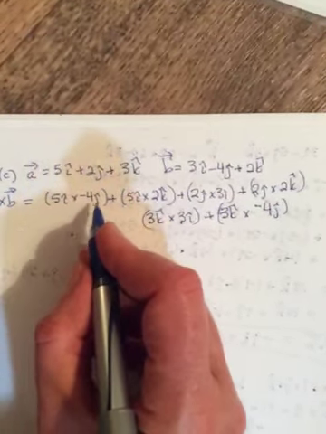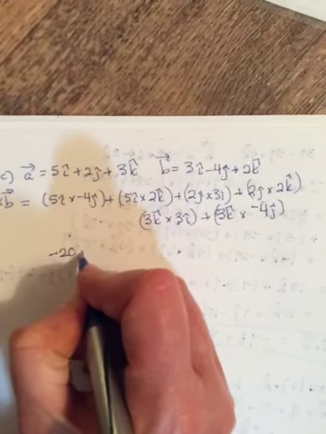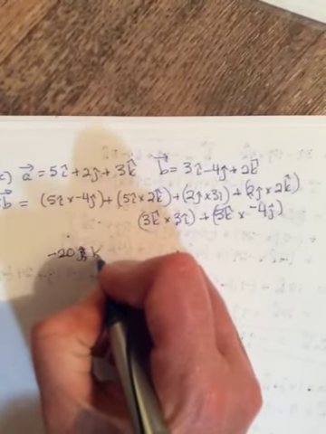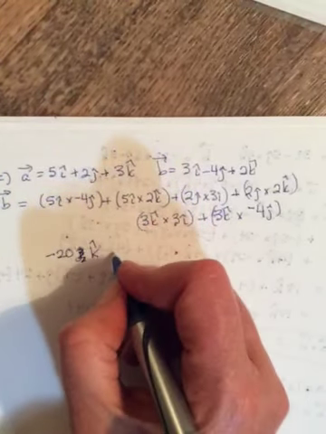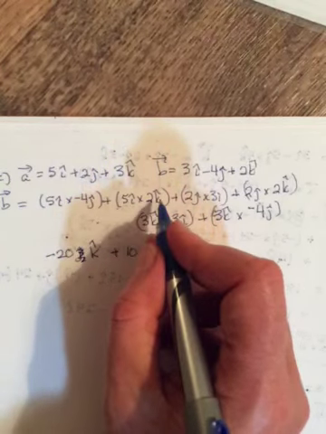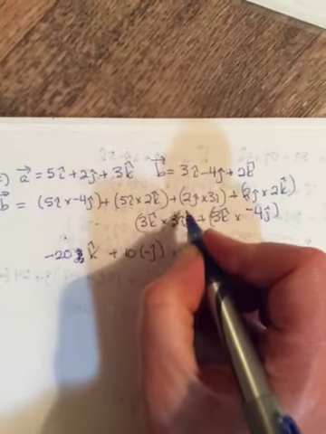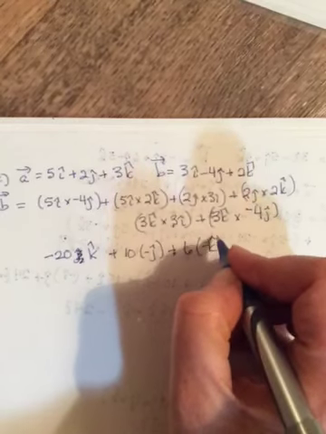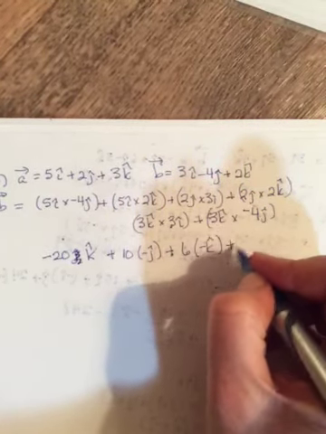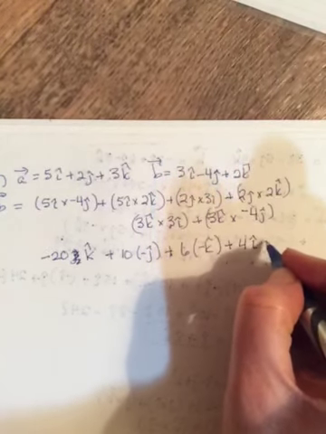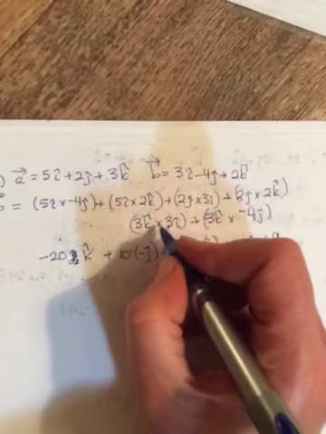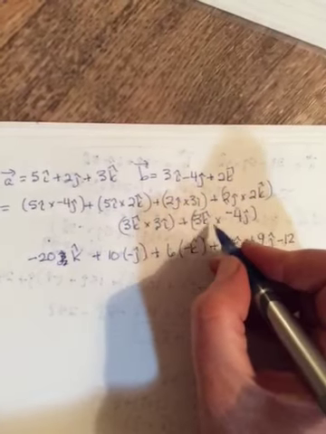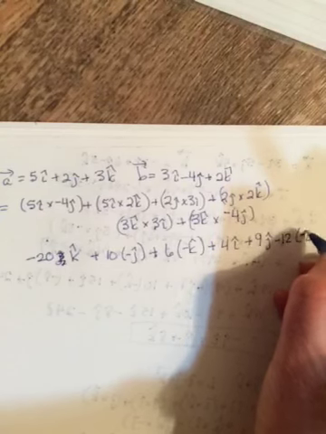Alright, so up here, 5 times negative 4 is negative 20, i cross j is going to be k, not j. 5 times 2 is 10, i cross k is negative j. 2 times 3 is 6, j cross i, negative k. 2 times 2 is 4, j cross k, i. 3 times 3 is 9, k cross i, j. 3 times negative 4 is negative 12, k cross j is negative i.